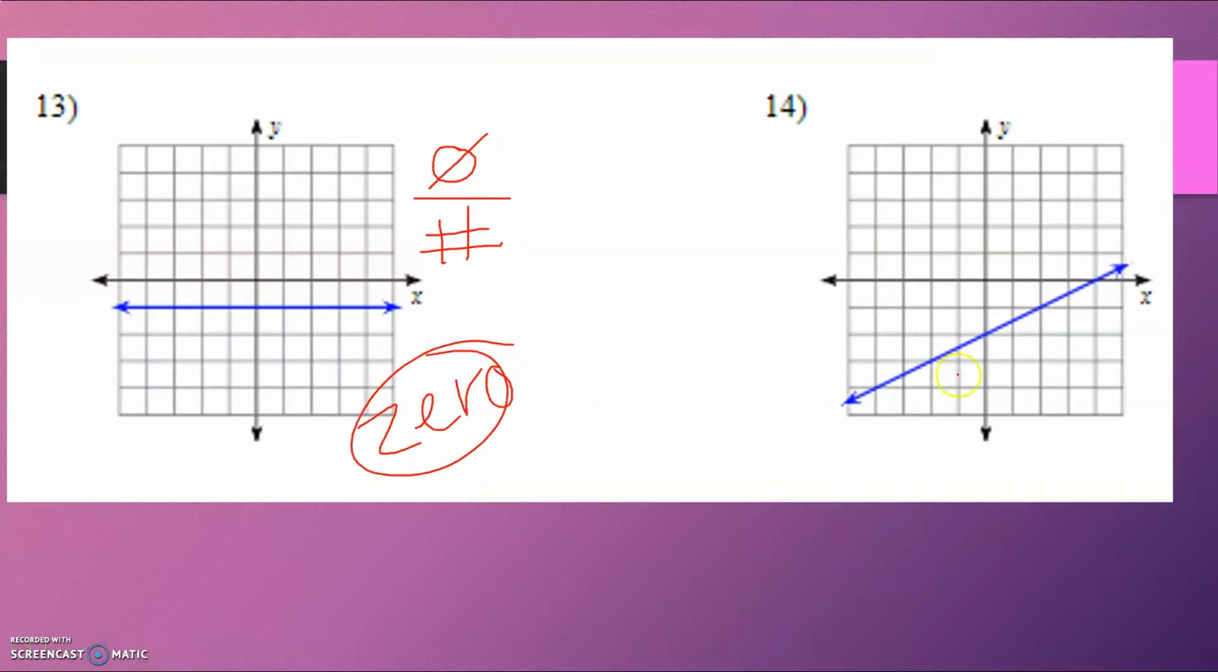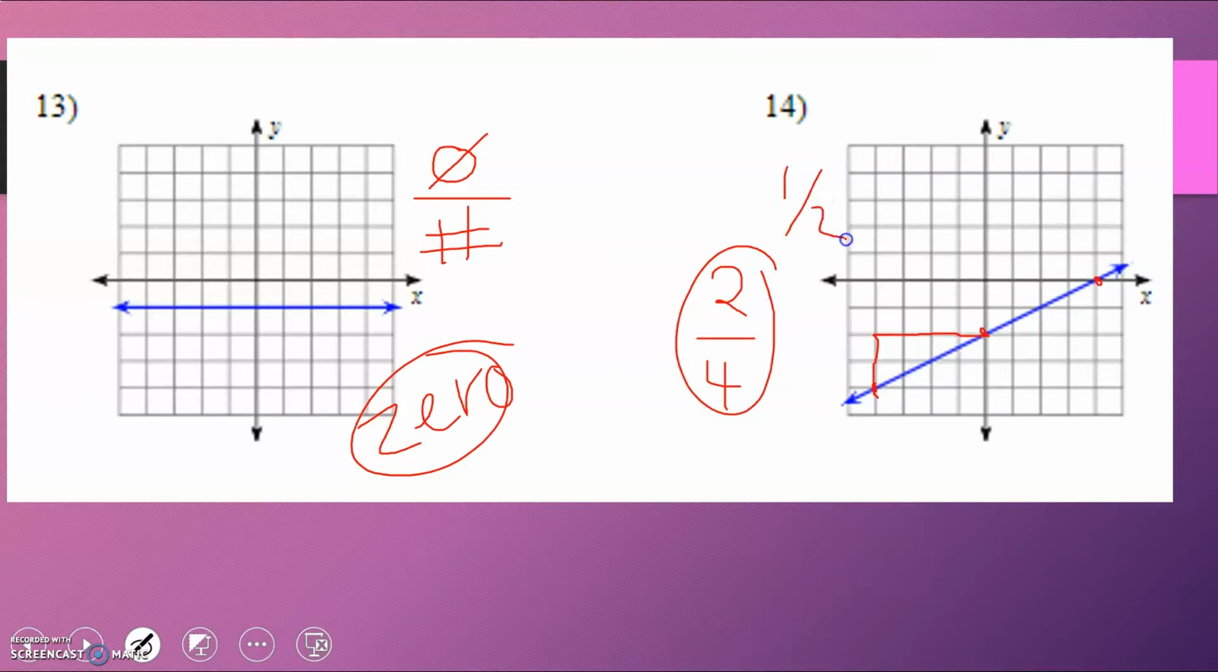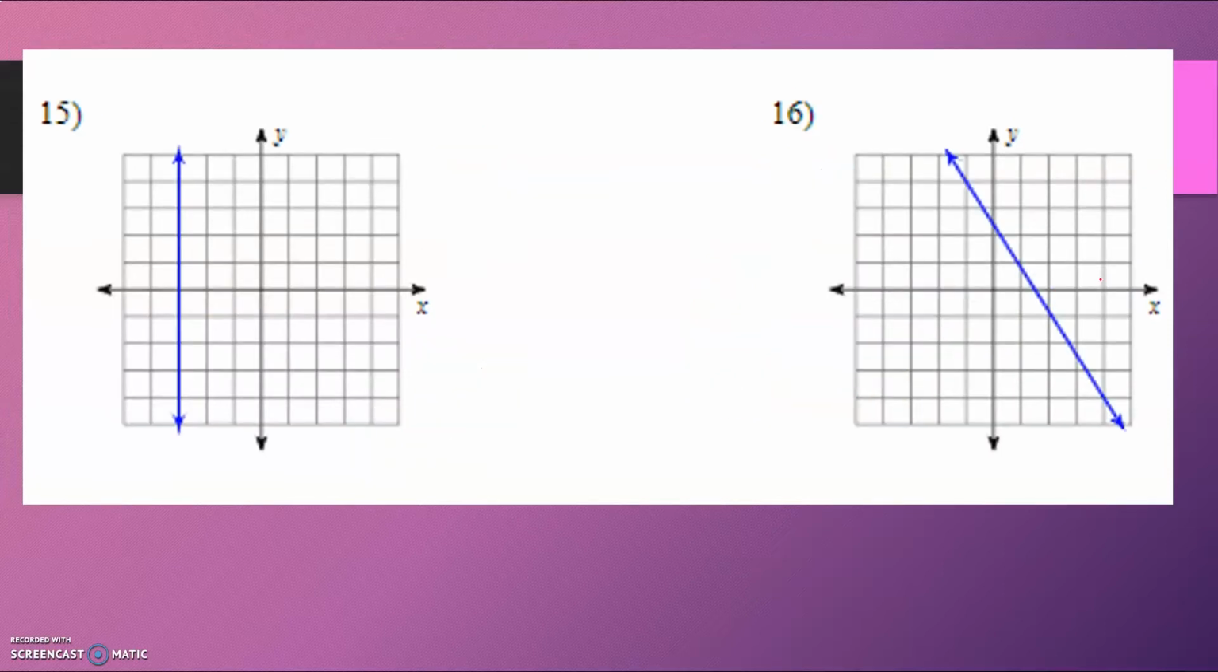Number 14. Here we could use this point. We could use this point. We could use this point. All right, so we're going to go up 1, 2, and over 1, 2, 3, 4. So up 2 and over 4, that is 2/4, or you could say 1/2. So technically this would also be a point. You have several points on this line. So the pattern could be 1 over 2, 1 over 2, 1 over 2, 1 over 2. Same pattern.